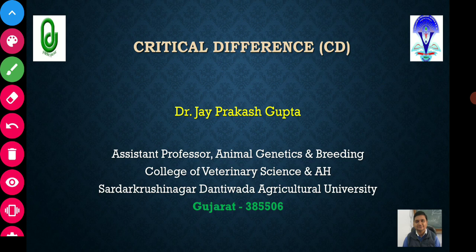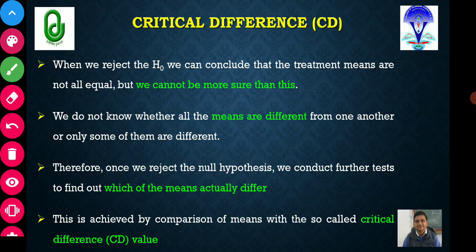I will be discussing the same example that I discussed in the last class. So what is critical difference? Suppose we reject the null hypothesis, as in the example from the last class. In that context, you should note that when we reject the null hypothesis, we can conclude that the treatment means are not all equal.